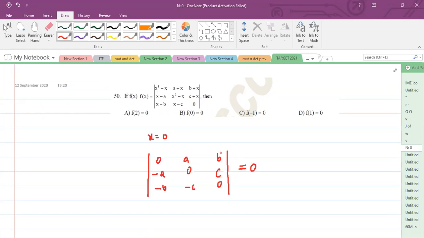Means if the determinant is skew symmetric, the principal diagonals are 0, and if this element is a, this should be minus a. If this is b, this is minus b. If this is c, this is minus c. Then no need to calculate anything. Immediately the answer is 0. So we got 0 by substituting x is equal to 0. Therefore, f of 0 is equal to 0.